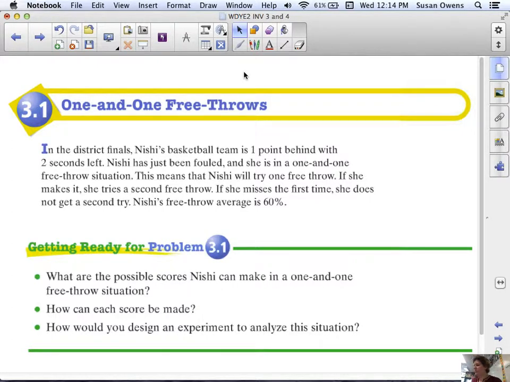This means that Nishi will try one free throw. If she makes it, she gets a second free throw. If she misses the first time, she does not get a second try. And her free throw average is 60%. So we imagine that 60%, or 6 out of 10 times, she's going to make the free throw, and 40% of the time, or 4 out of 10, she's going to miss it. Every time she makes a free throw, in case you don't know, she gets 1 point.